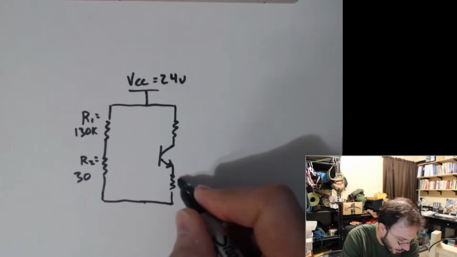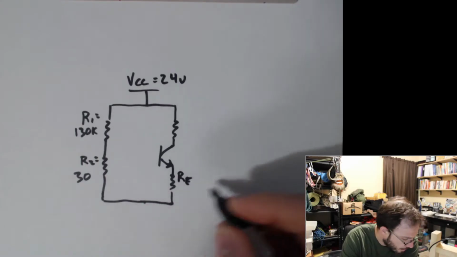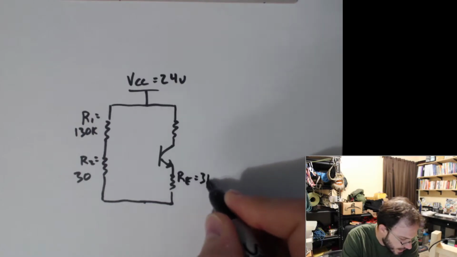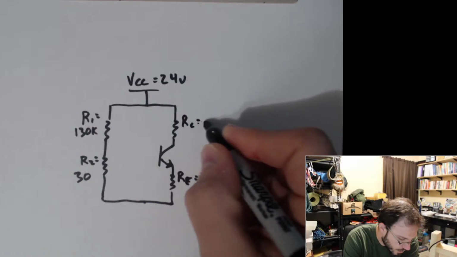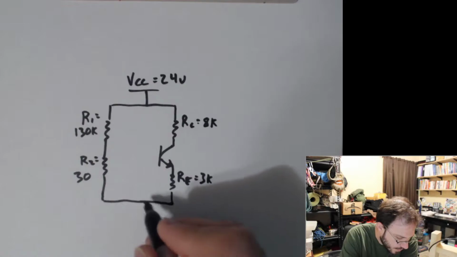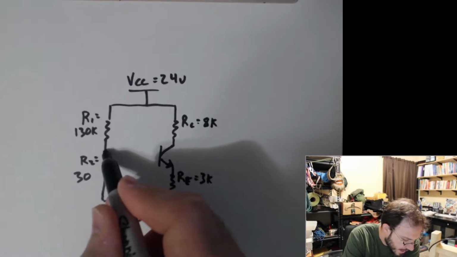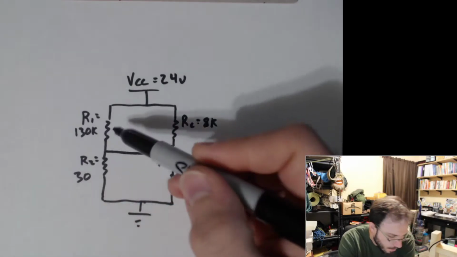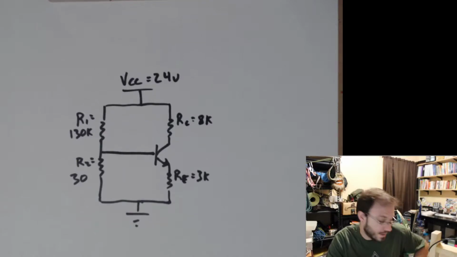And let's make our RE resistor, our emitter resistor, let's make that equal to 3K. And let's make our collector resistor equal to 8K. We have 24 volts applied, ground down here, and then the base is being biased by this voltage divider, hence voltage divider bias. Okay.